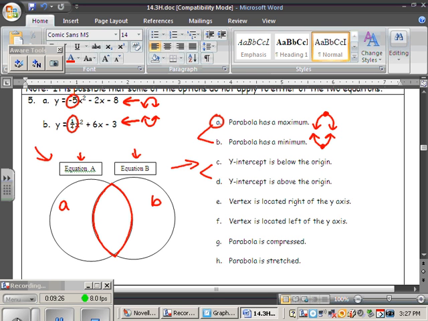Okay, if you look at C and D, it says y-intercept is below the origin and y-intercept is above the origin. So that's based on the c value, the -8 and the -3.